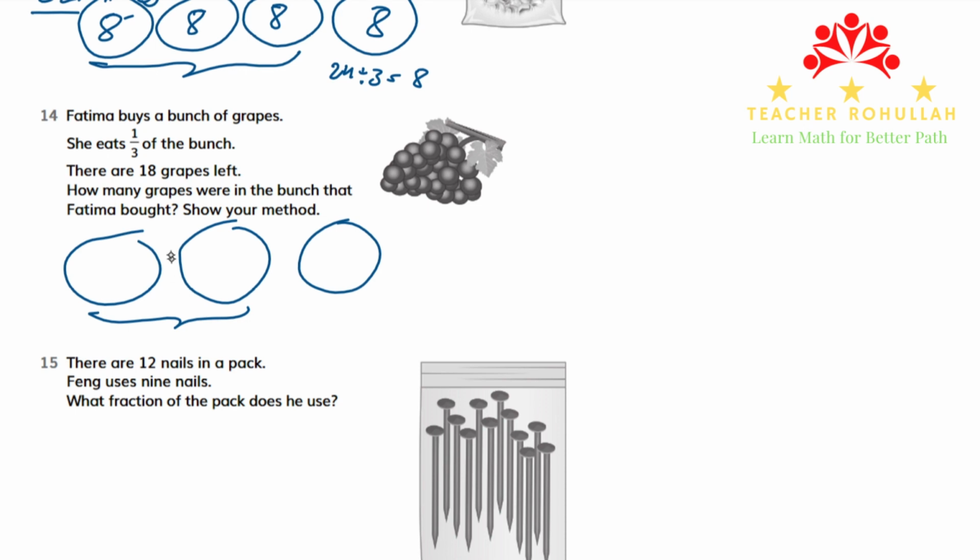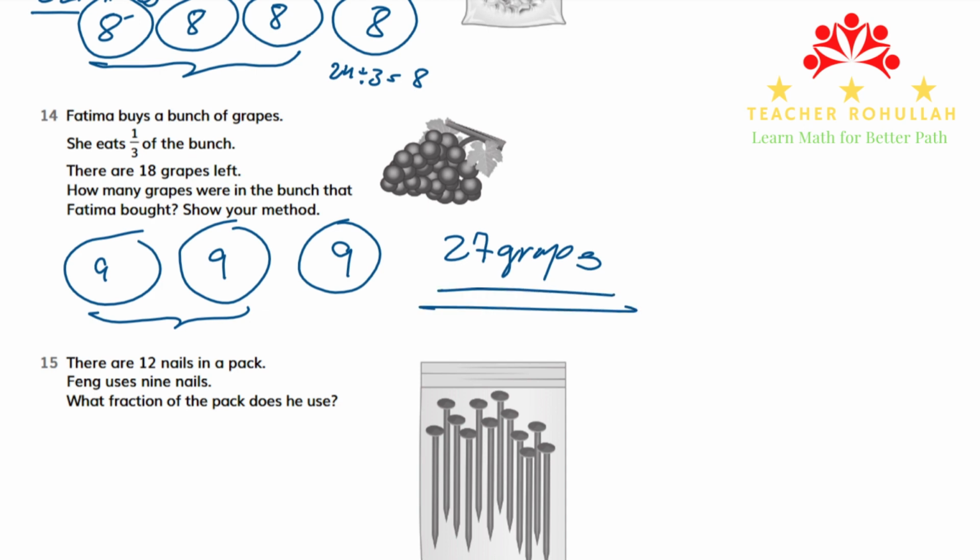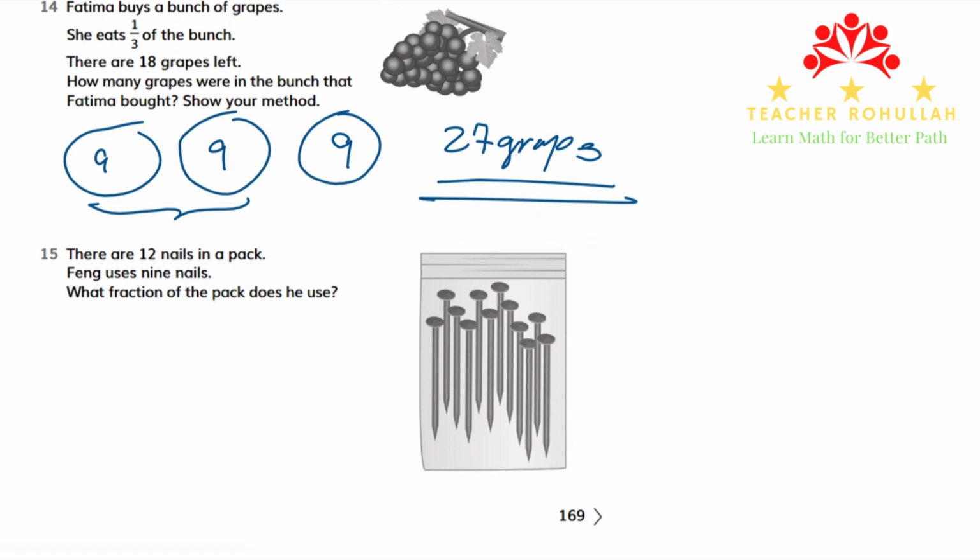It means in each group we have 9 grapes, because the 2/3 shows 18. So 18 divided by 2 is 9. And this one is also 9. How many grapes were all together in the bunch? There are 27 grapes in the bunch, because 2/3 which is left is 18. Well, question 14 is also solved. Let's scroll down to move to question 15.